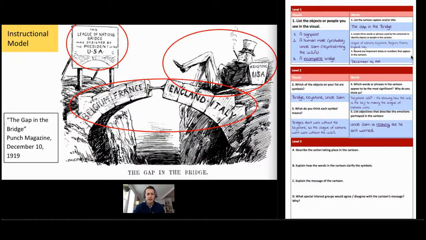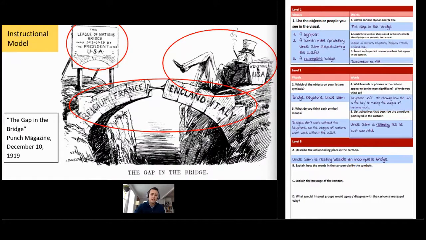Level 3 is going to ask us to start our deeper analysis. But first, we're just going to describe the action taking place in the cartoon. So we see Uncle Sam. He's resting beside an incomplete bridge. That's what's going on. B, explain how the words in the cartoon clarify the symbols.